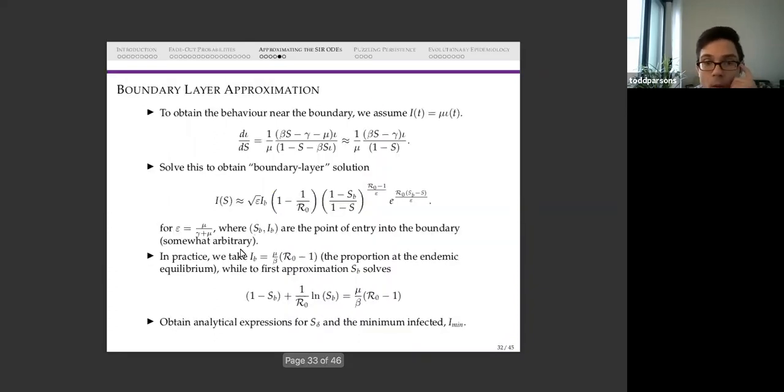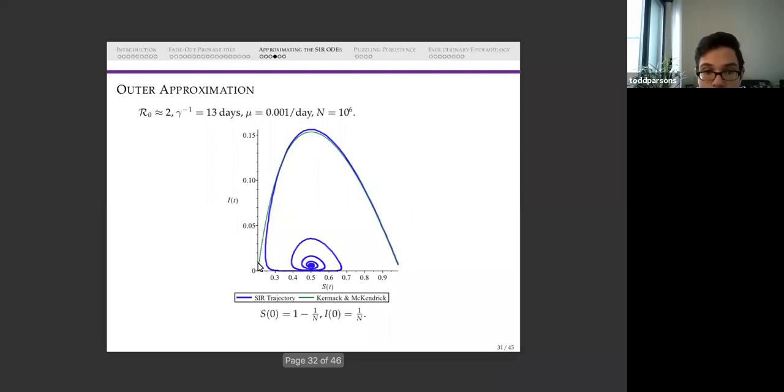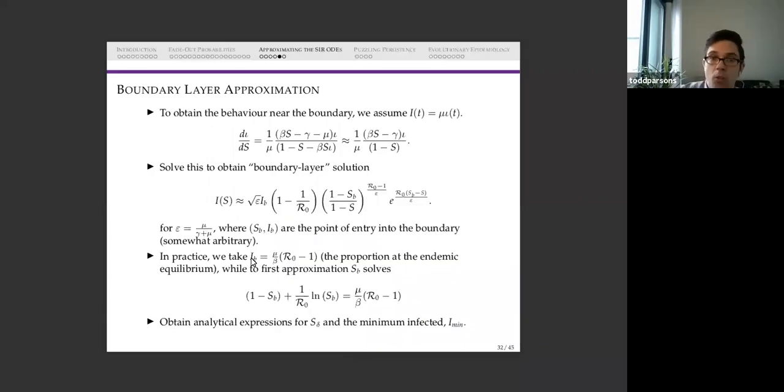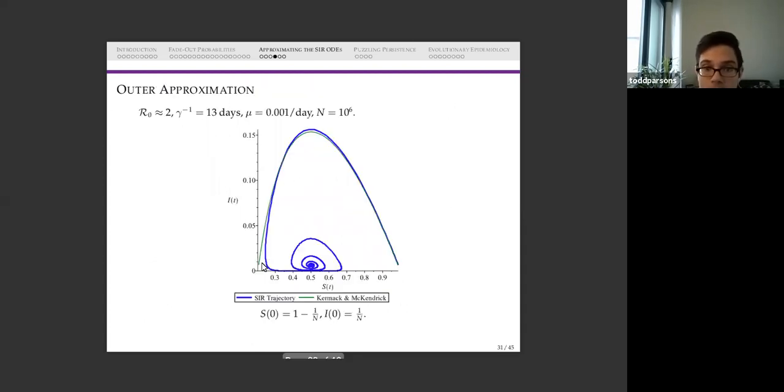Now, to get a second approximation, down here in the boundary, we use what are called boundary layer approximations. I'm going to write it down. You essentially move from the original equation to looking at a rescaled version of the equation. I substitute that into the equation I showed you, and I get a reduced differential equation that I can solve to obtain, again, an analytic solution for the behavior of the ordinary differential equation in this part down here.